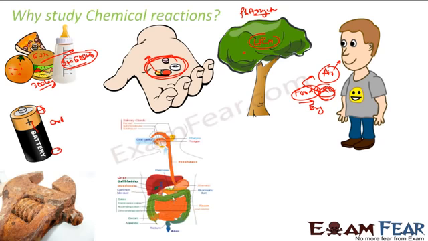The food we eat is digested. How is it done? The body produces hydrochloric acid, and this takes the food and digests the food. So all of this is nothing but a chemical reaction. The digestion of food is nothing but a chemical reaction.